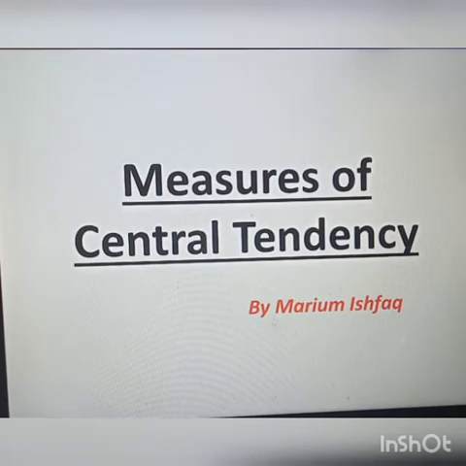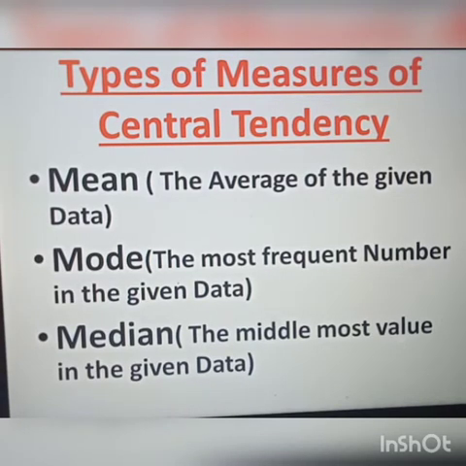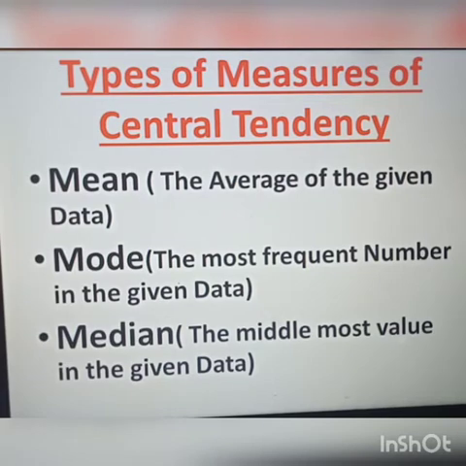Let's move forward. Types of measures of central tendency: mainly three types are there which can be used to calculate central tendency of the given data. The first one is mean, as it is shown to you. Second one is mode, and third one is median. So let me shortly describe these three modes of central tendency.